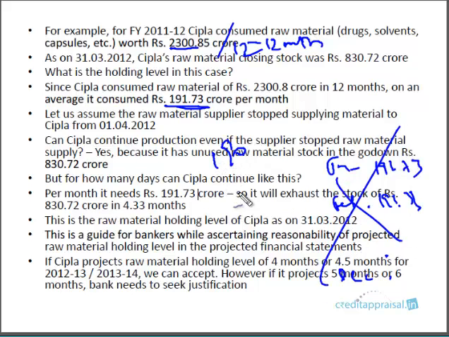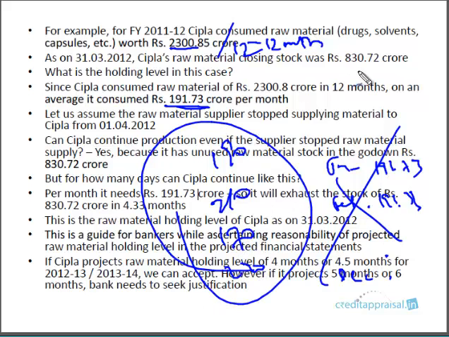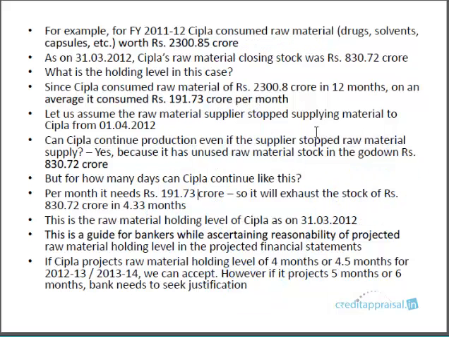So in 1 month they have consumed 190, another 210, maybe 170, 220. On an average, for the whole 12 months, Cipla has consumed 191.73, right? This we are speaking on an average. It might vary individually from month to month. In some months it might be more than this figure, in some months it might be less. But on an average, Cipla has consumed per month 191.73 crores of raw material.